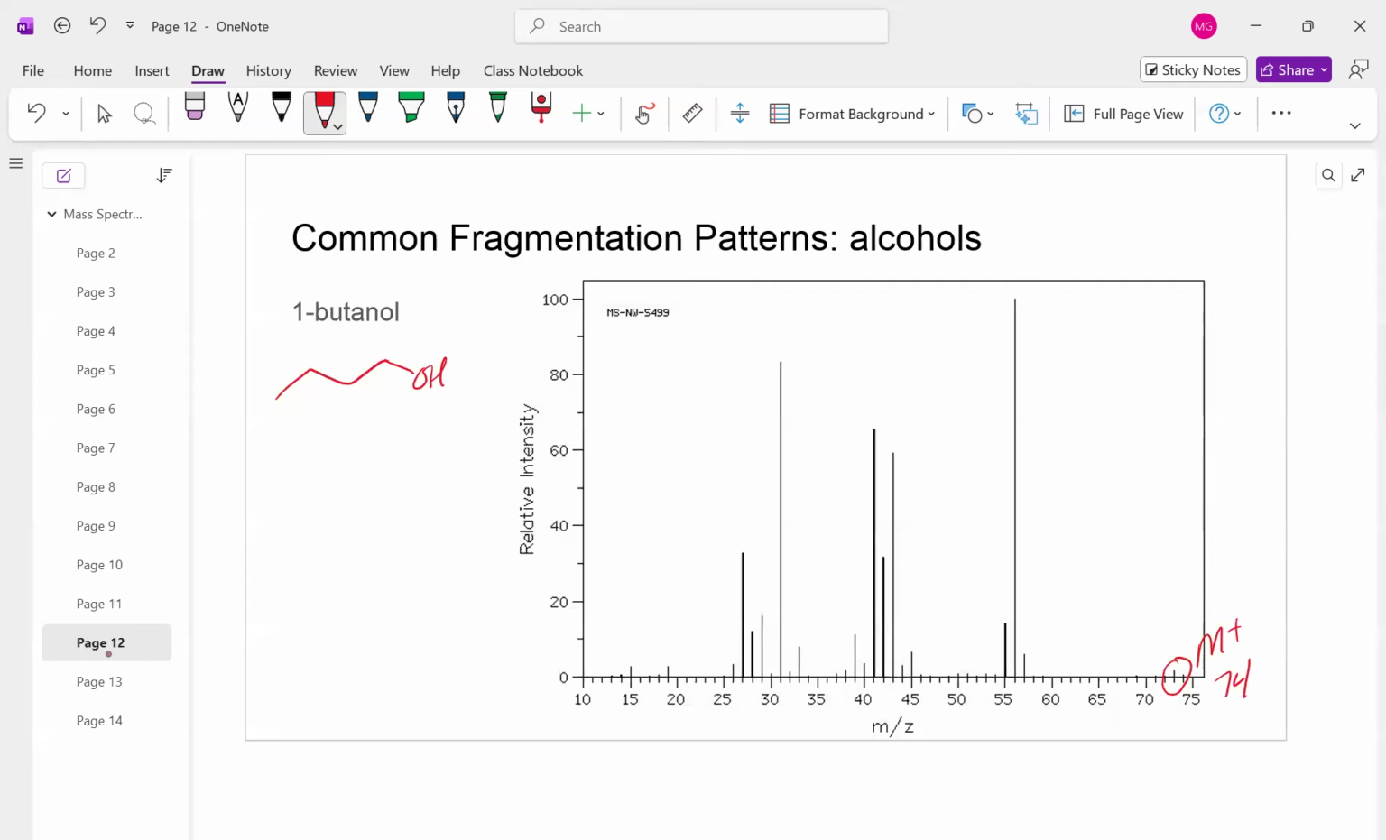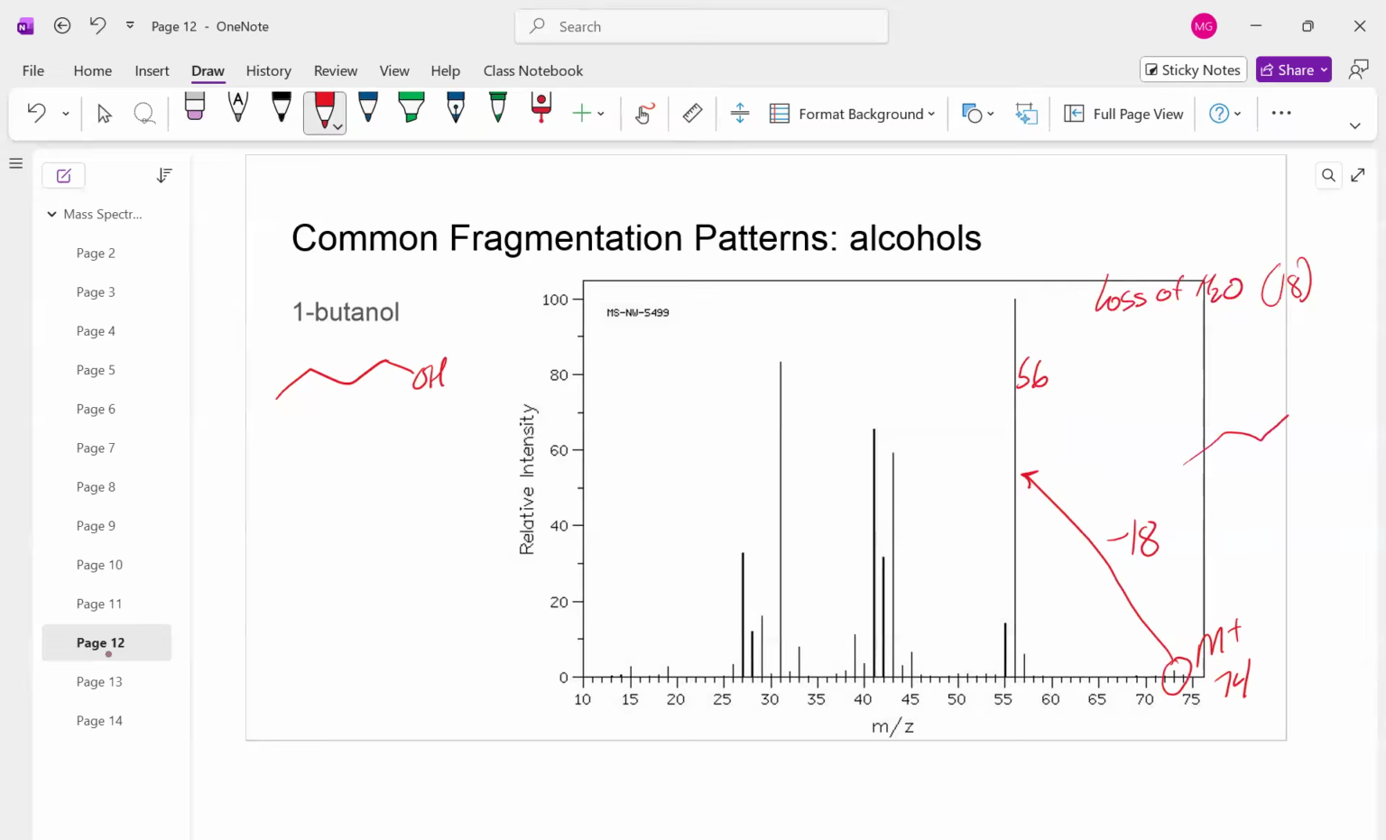And again, kind of like aldehydes and ketones, alcohols have two main types of fragmentation. The first one is the loss of water. Water has a mass of 18. And so notice here between the molecular ion and the first fragment, actually, I'll go the other way. That's a loss of 18. We're going from 74 down to 56.